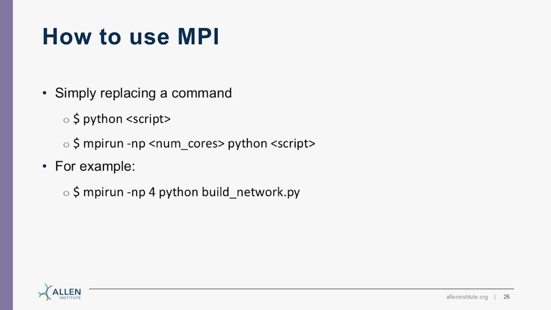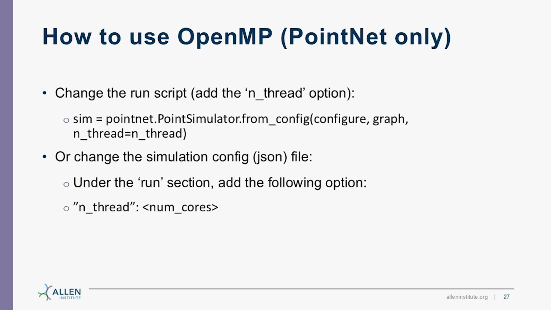And you'll have these slides afterwards, but these are the commands you would use to run BMTK with MPI, for example. Instead of writing python and then the script name, you write mpirun and then the number of cores you would want to use. And then if you need to use OpenMP, what you would do here is edit the config file under the run section. So you specify the number of threads.